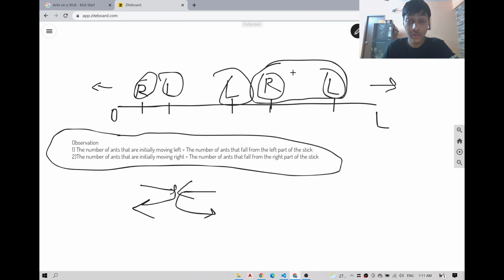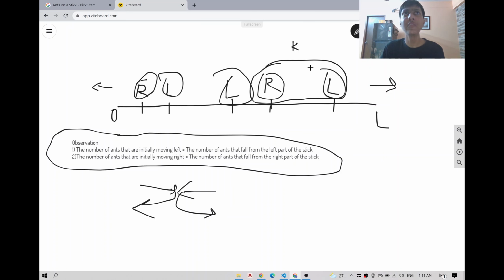So if we know the total number of ants that fall from the right part of the stick, then we know that those must be the rightmost ants. If say k number of ants fall from the right part of the stick, then we know that must be the rightmost k ants, and the remaining n minus k ants would fall from the left part of the stick, because initially there were k ants that were moving right and n minus k ants that were moving left. So that does it.